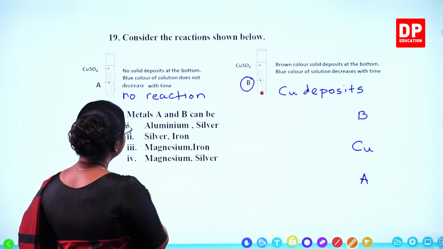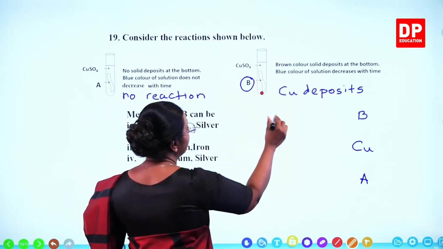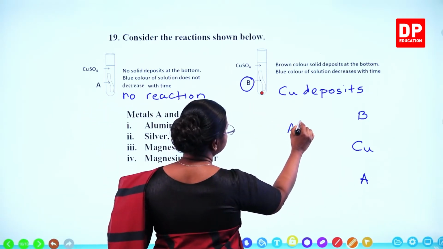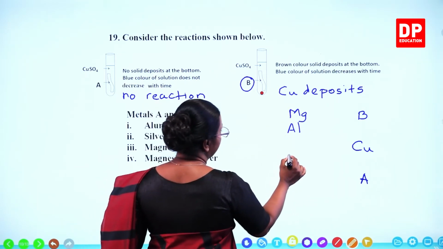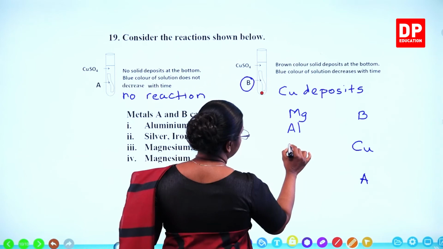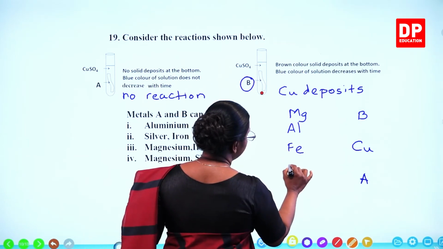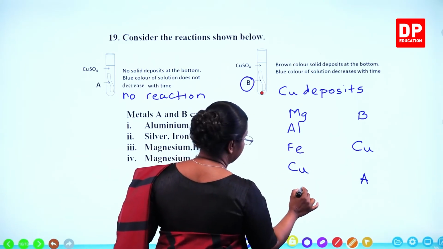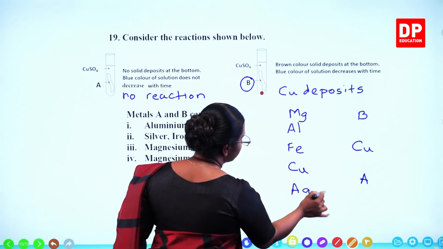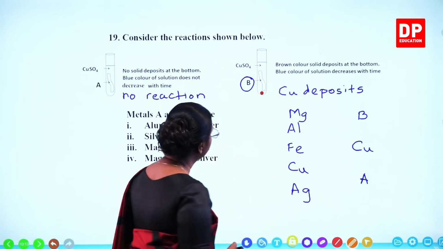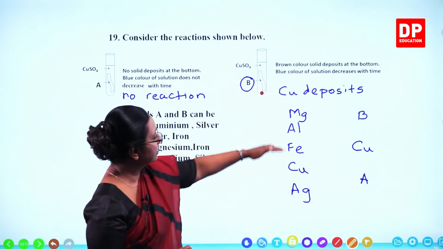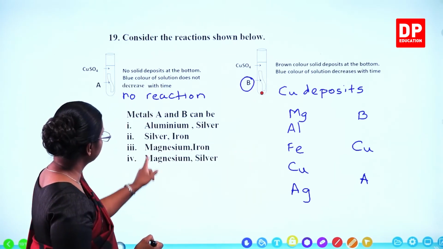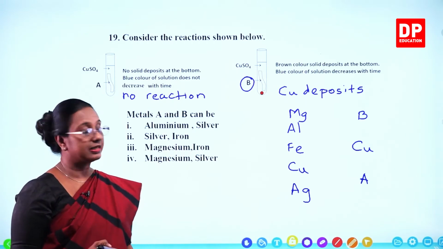If we write all these elements, you can see aluminium is here. Before that, we have magnesium. Then we have iron in the middle, then we have copper, then we have silver. So, the only element that can be A has to be silver and the other one has to be one of these elements. So, silver and iron is correct.